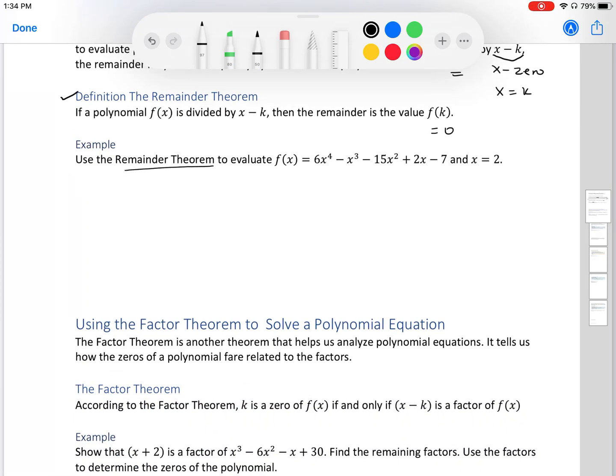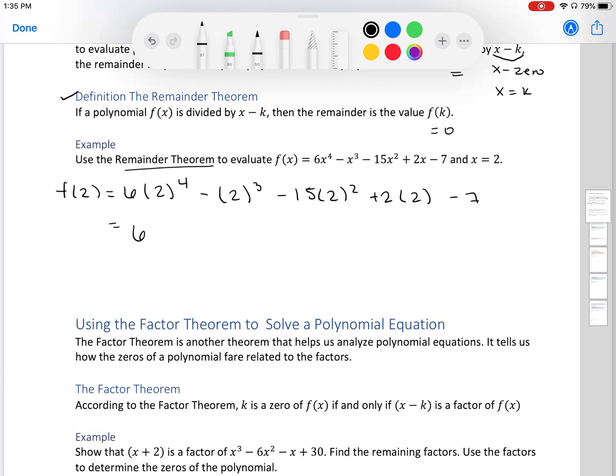Use the remainder theorem to evaluate f of x equals 6x to the 4th power minus x cubed minus 15x squared plus 2x minus 7 at x equals 2. All right, so let's go ahead and find f of 2. By doing so, we're left with 6 times 2 to the 4th power minus 2 cubed minus 15 times 2 squared, plus 2 times 2 minus 7.